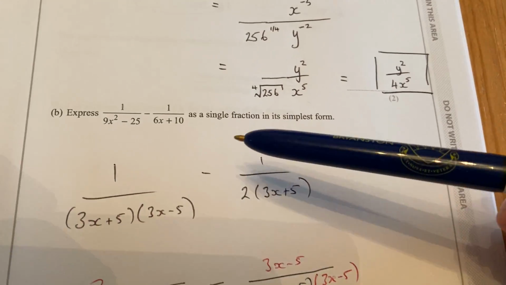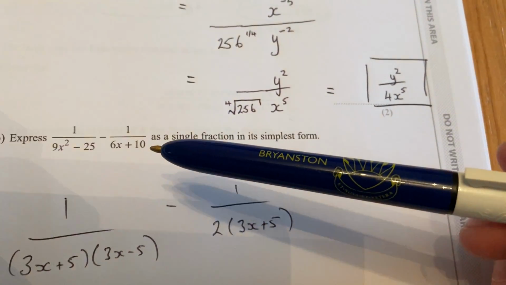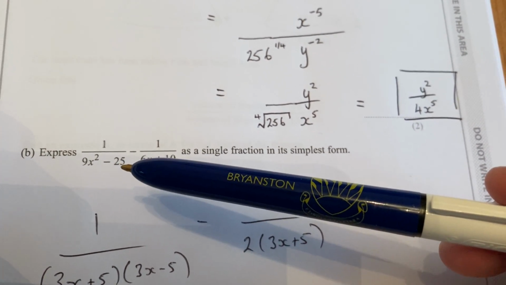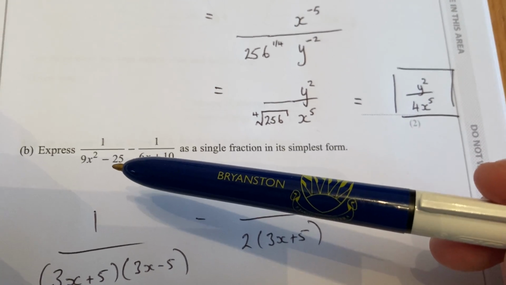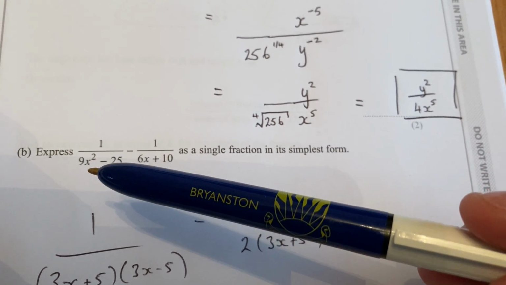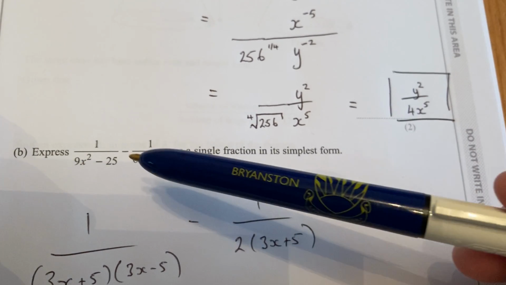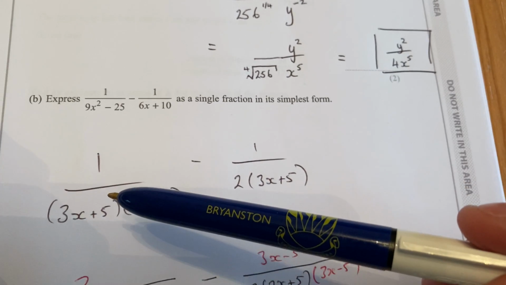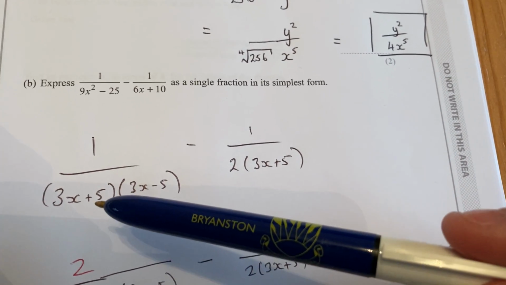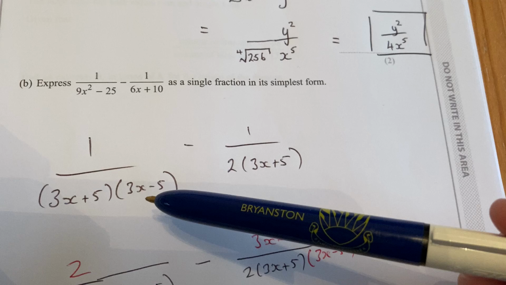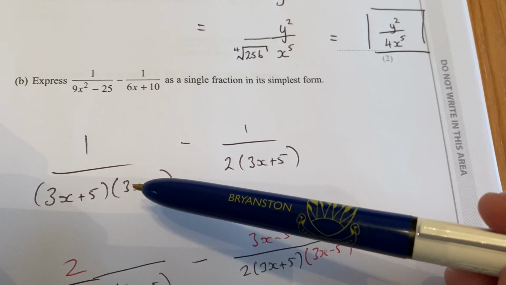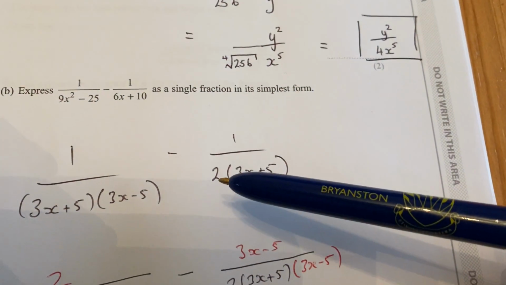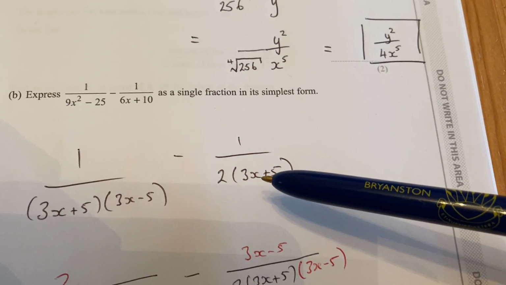Moving on to part B, here we need a common denominator. Okay, so what you need to do is find the factors of 9x squared minus 25. That happens to be one of these difference of two squares. That's a square here, 9x squared, and 25 is a square with a minus in the middle. So you square root both of those little terms and you come up with 3x plus 5 and 3x minus 5 as the denominator on the left hand side, and then factorize the 6x plus 10. 2 can come out the front of that bracket and you've got 3x plus 5.